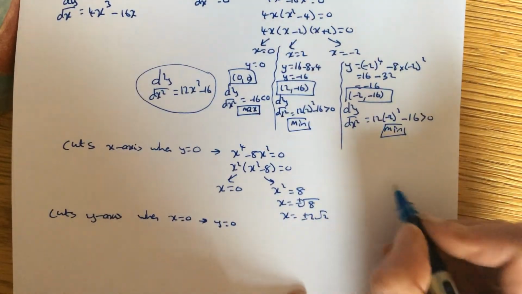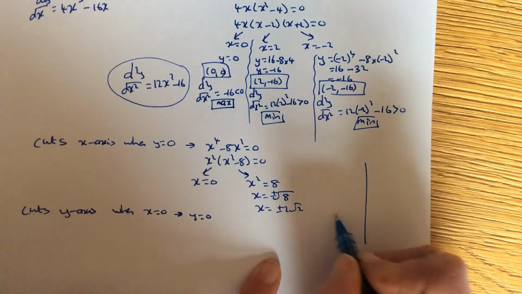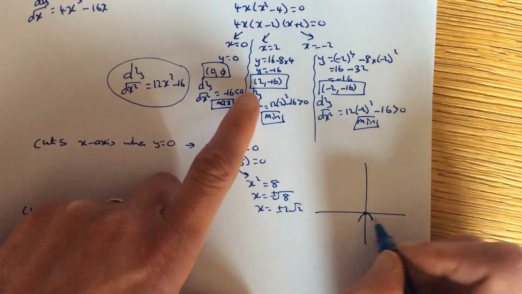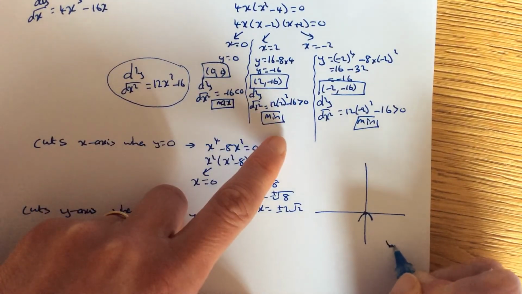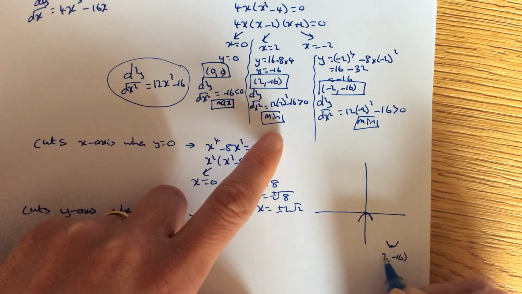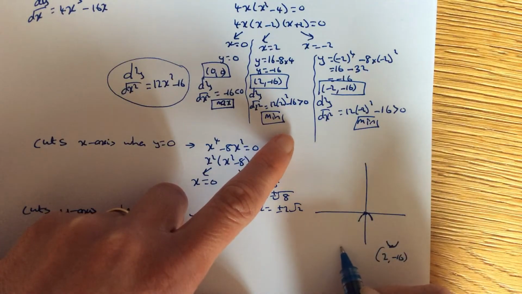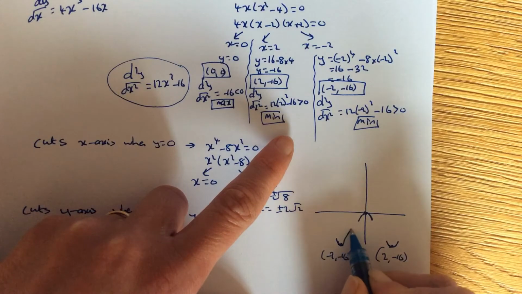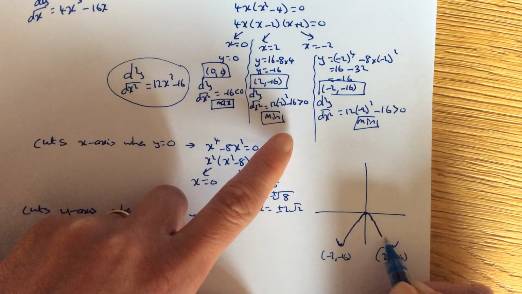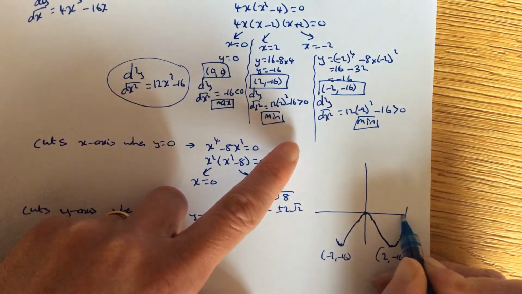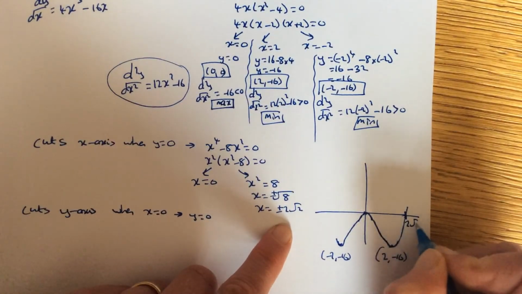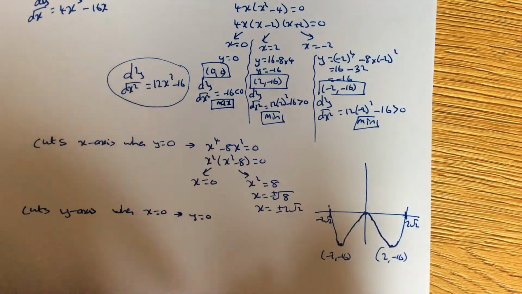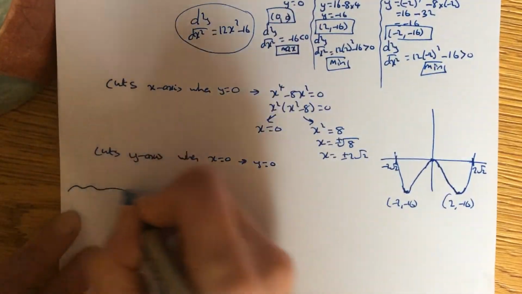And just pulling all of that together in a wee sketch. 0, 0 is a maximum. 2, minus 16 is a minimum. Minus 2, minus 16 is also a minimum. Joining them up, it crosses the axis here at 2 root 2, and it crosses this axis over here at minus 2 root 2. And that's the first question done.